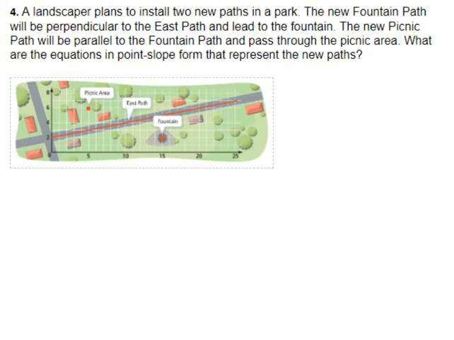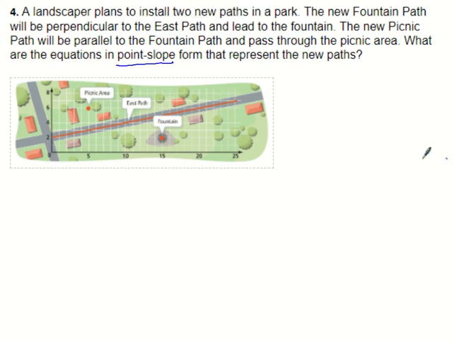A landscaper plans to install 2 new paths in a park. The new fountain path will be perpendicular to the east path. This is the east path, this red one right here, and lead to the fountain. Here's our fountain. The new picnic path will be parallel to the fountain path. It's going to be parallel to the fountain path and pass through the picnic area. What are the equations in point slope form? So it's telling us that we can leave them in point slope form that represents the new paths.